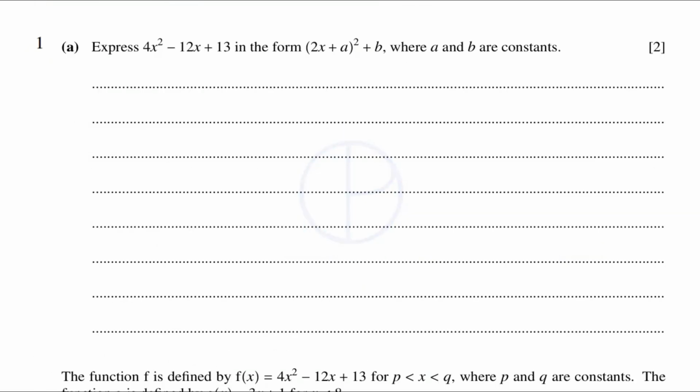The first question is: express 4x squared minus 12x plus 13 in the form (2x plus a) the whole squared plus b, where a and b are constants. So you need to write it in completing the square format.